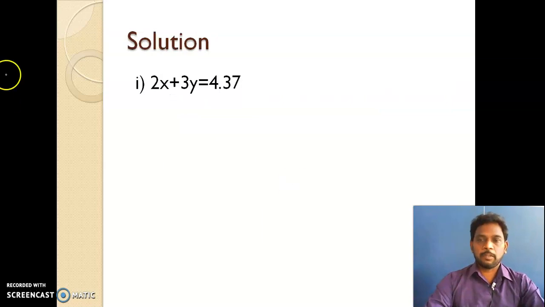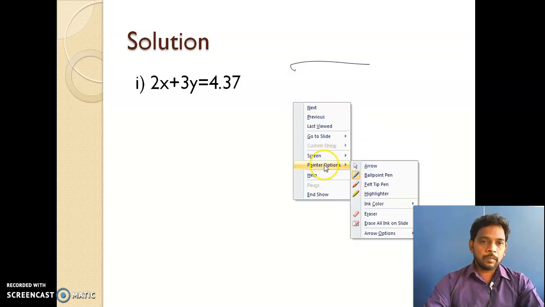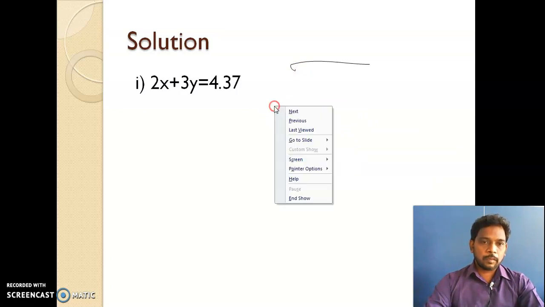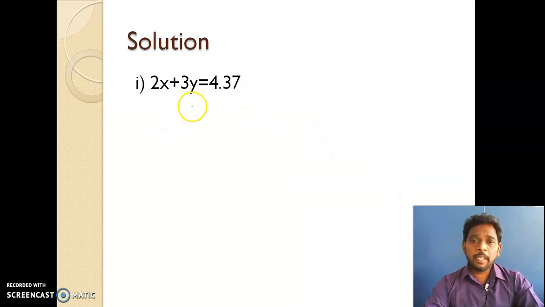So look at the first question: 2x plus 3y equal to 4.37. But what is the general form of a linear equation? The general form of a linear equation is ax plus by plus c equal to 0. So that is the general structure of a linear equation in two variables.